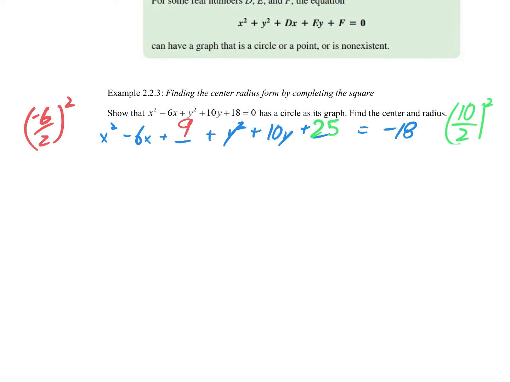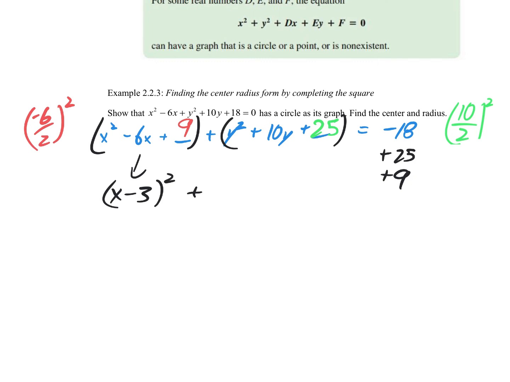And so with these now, we are going to have created two complete groups, but remember, we've got to also add these onto this side, so plus 25 and plus 9, okay? And we've created these two complete groups, which factor into perfect squares. So you may remember, it's also going to be the same as this negative 6 divided by 2. So x minus 3 squared plus y plus 5, because 10 divided by 2. And that's going to equal negative 18 plus 25 plus 9 will be 16.